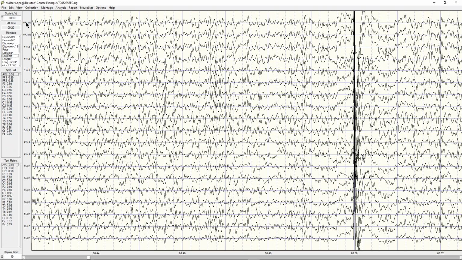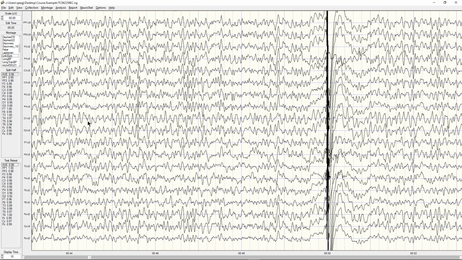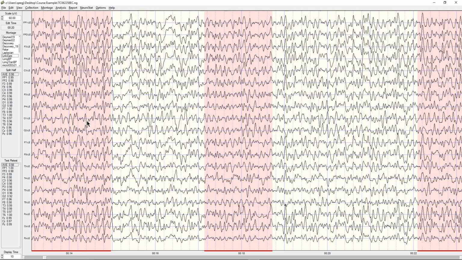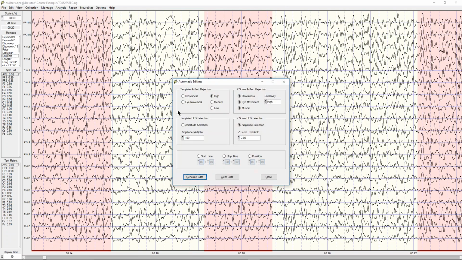Now, right now we've got 20 seconds of selected data. And so I could run the automatic artifact selection process because I've got enough. So I click Edit, I go to Automatic Editing, and I choose the template artifact rejection method. So I choose all of these and deselect the Z-score method. And I'm going to generate edits. And it has selected 3 minutes and 42 seconds worth of data by doing that.